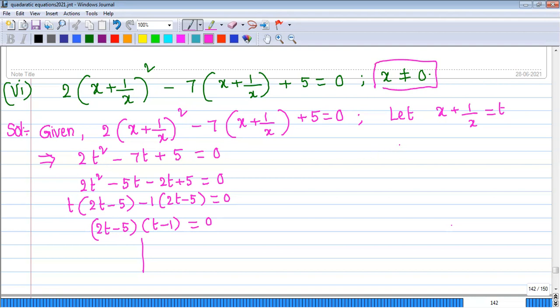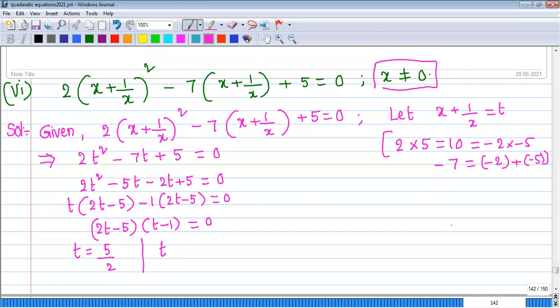So this we can write: 2 into 5 is equal to 10, and this 10 we can write as minus 2 into minus 5, and this minus 7 we can write as minus 2 plus minus 5. So the middle term, the minus 7t, we have written as minus 5t minus 2t plus 5 is equal to 0. From 2t² − 5t, take t common: t(2t − 5), minus 1 common: −1(2t − 5). Taking 2t − 5 common, (2t − 5)(t − 1) = 0. So 2t − 5 = 0 means t = 5/2, and t − 1 = 0 means t = 1.